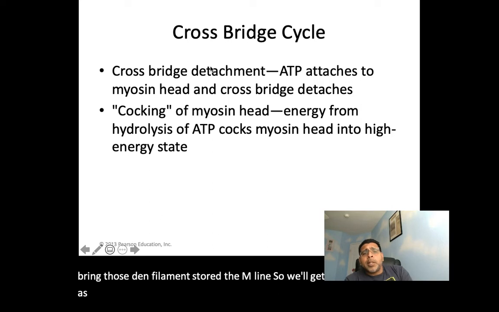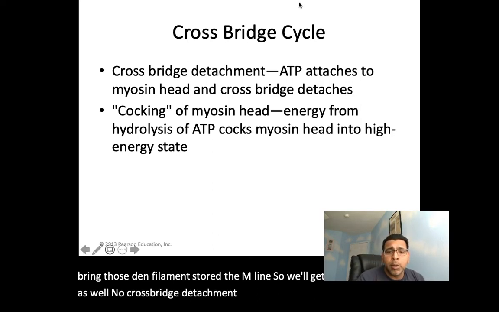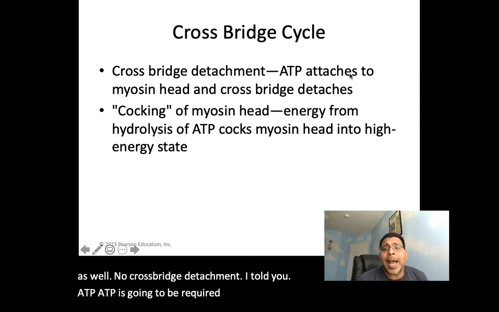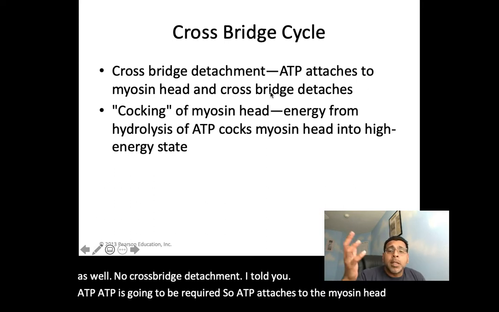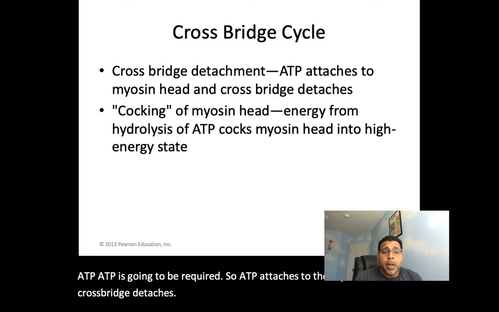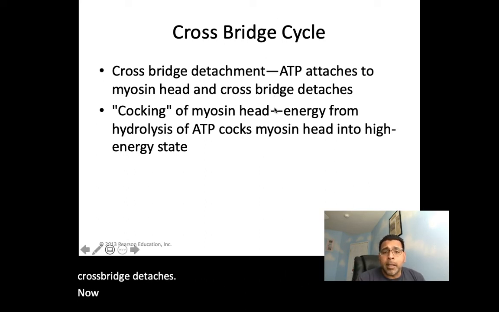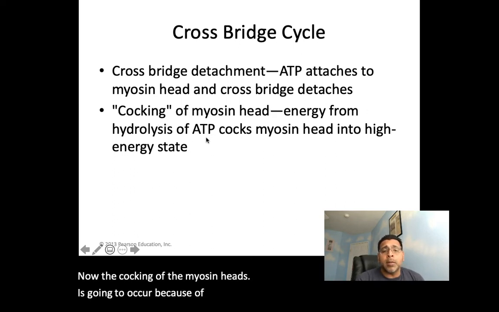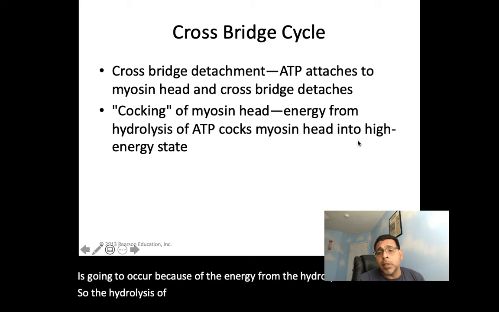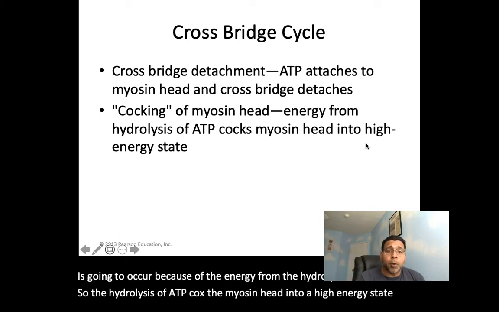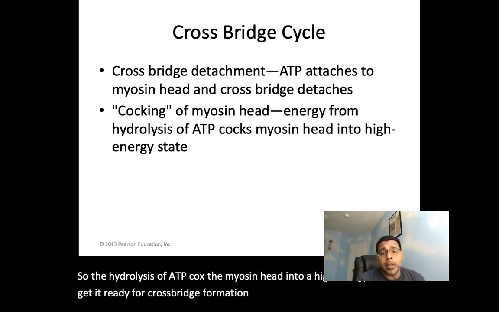Now, cross-bridge detachment. I told you, ATP is going to be required. So ATP attaches to the myosin head and the cross-bridge detaches. Now the cocking of the myosin heads is going to occur because of the energy from the hydrolysis of the ATP. So the hydrolysis of ATP cocks the myosin head into a high energy state and gets it ready for attachment and cross-bridge formation.